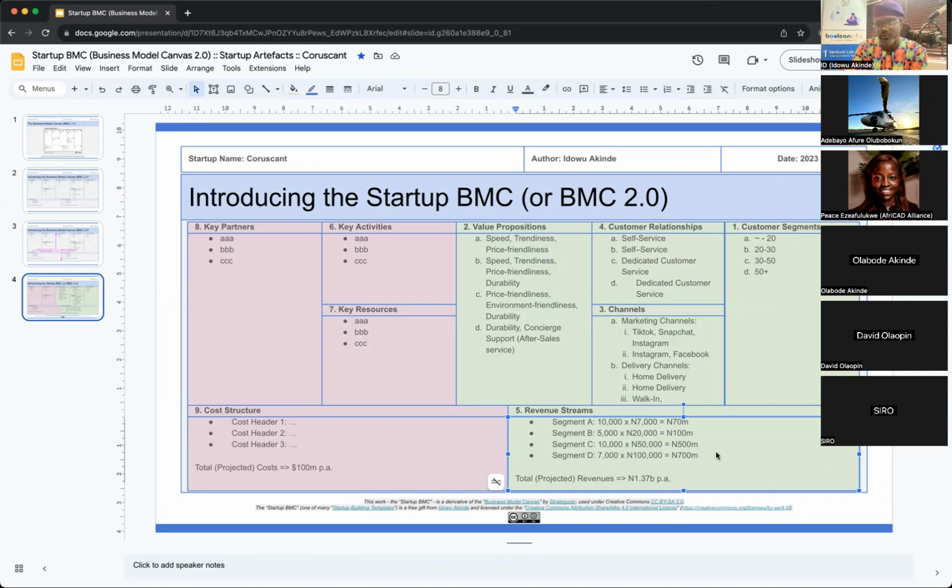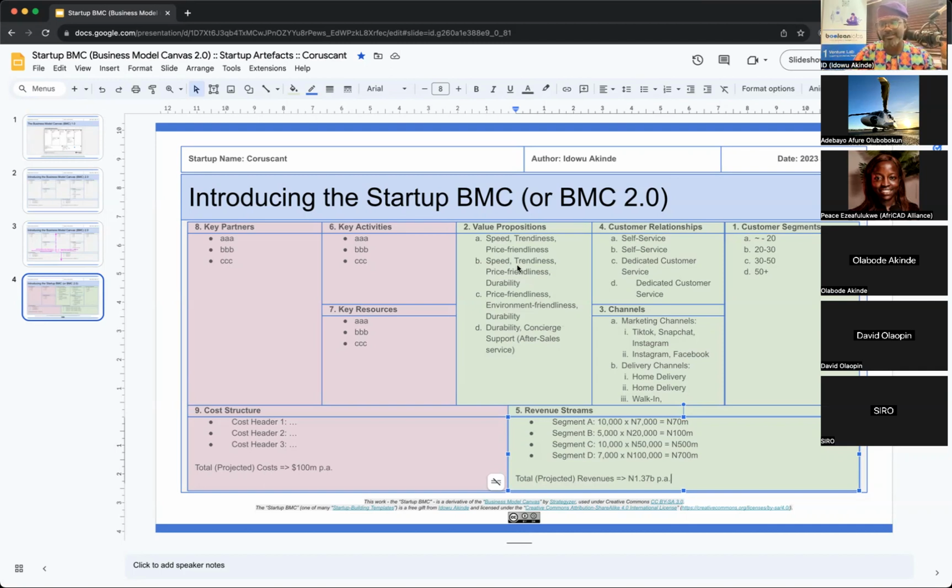The secret to a BMC is to be able to defend the explicit and the implicit claims in what you are stating, right? So, as long as you can explain to an investor or whomever you're presenting to that there is a reason for your choosing 10,000 for this segment A and 7,000 for segment D, then you can defend these figures and you're good to go. So pretty much that is the right-hand side.